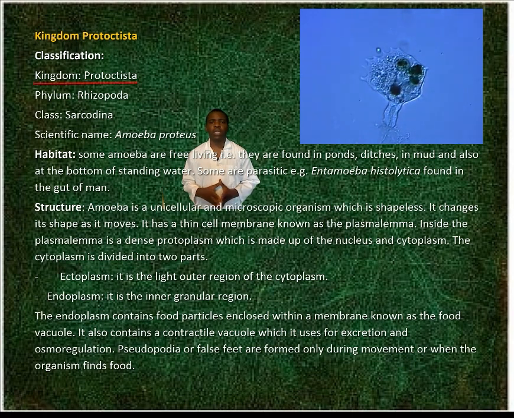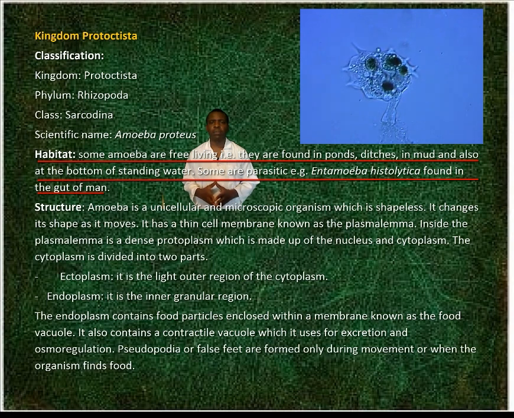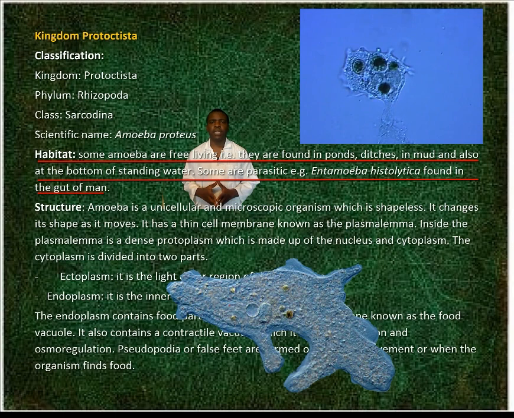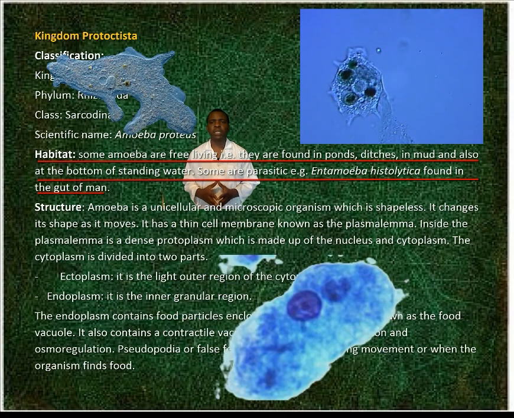Classification: Kingdom Protoctista, Phylum Rhizopoda, Class Sarcodina, Scientific name Amoeba proteus. Habitat: Some amoeba are free-living, that is, they are found in ponds, ditches, in mud, and also at the bottom of standing water. Some are parasitic, for example, Entamoeba histolytica, found in the gut of man.